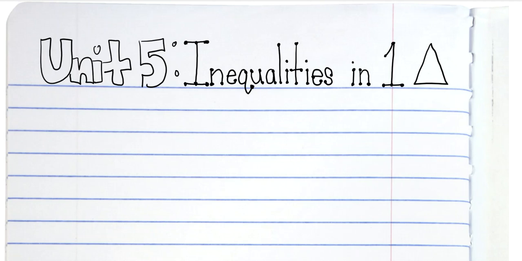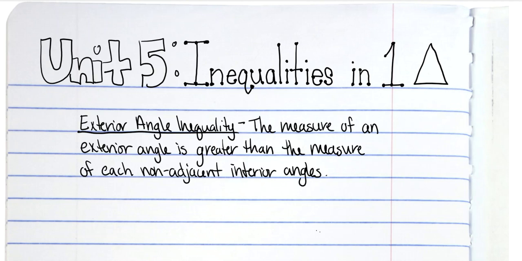I'm going to be going over inequalities in one triangle. So first of all, we need to go over the exterior angle inequality. And this says that the measure of an exterior angle is greater than the measure of each remote interior angle. So again, that's the measure of an exterior angle is greater than the measure of each non-adjacent interior angle.